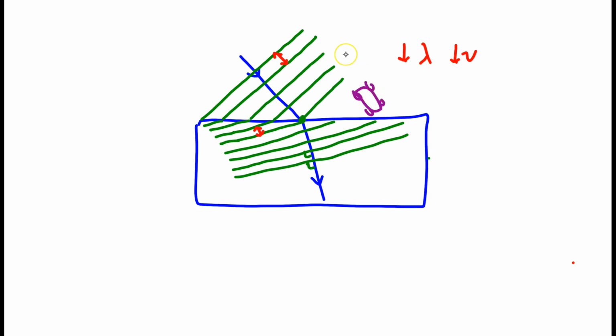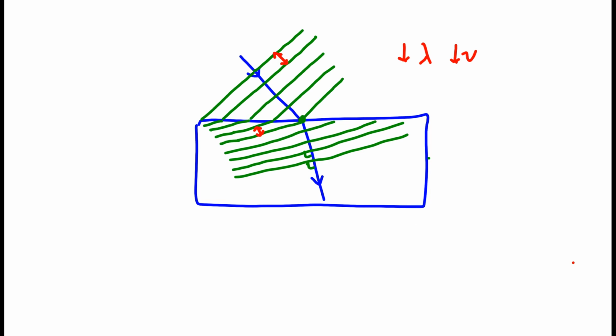And if you want to remember why, imagine a car traveling into the mud. When the car slows down upon reaching the mud, this wheel slows, but this one keeps going fast, so the car kind of pivots, and then it travels at this different angle. The wave slows down when it bends in.